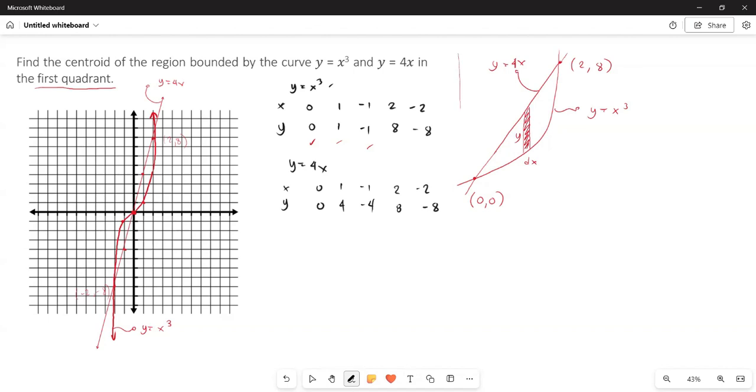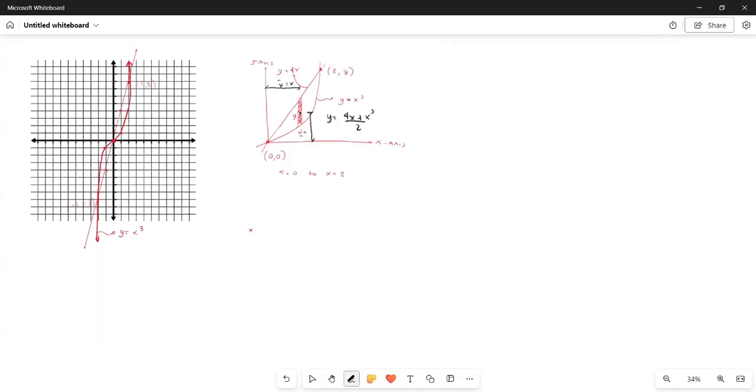So idagdag ko na rin yung ating Cartesian plane. Ito yung ating x-axis, ating y-axis. Okay, so may nakuha tayong area kanina. A is equal to 4 square units. So na natin kuhain yung ating x-bar. So ang formula natin is 1 over A.